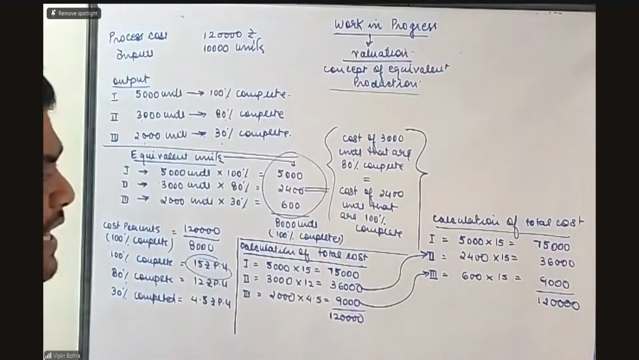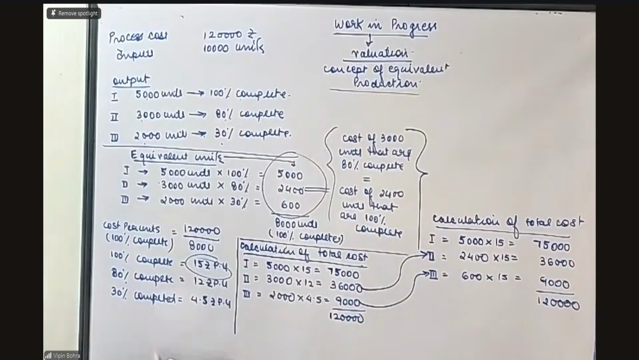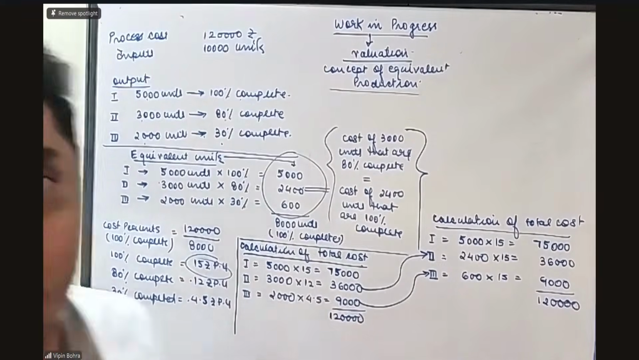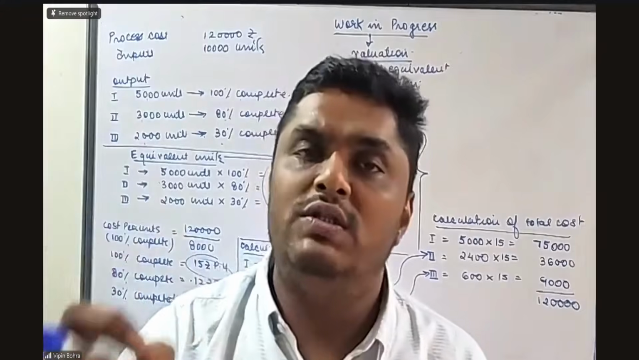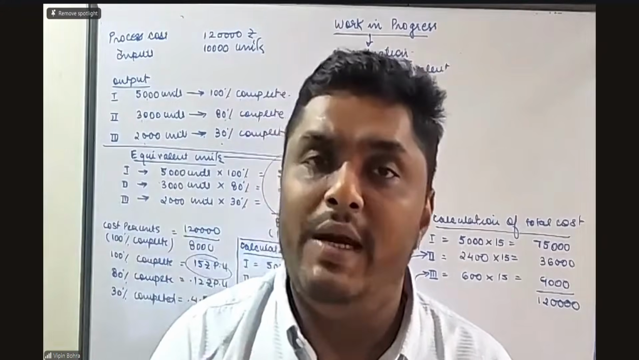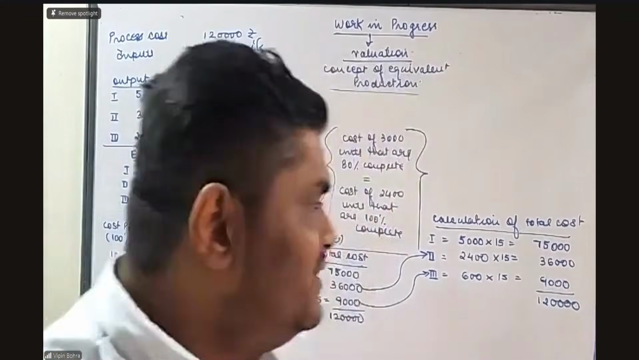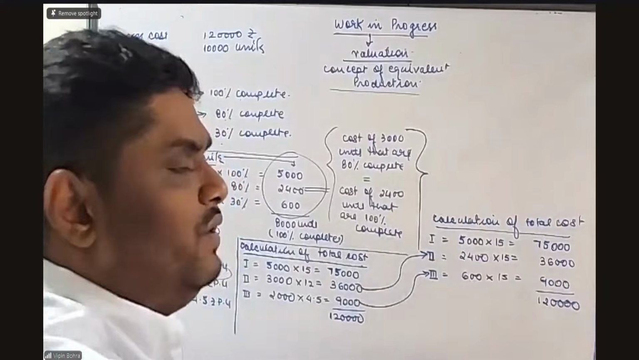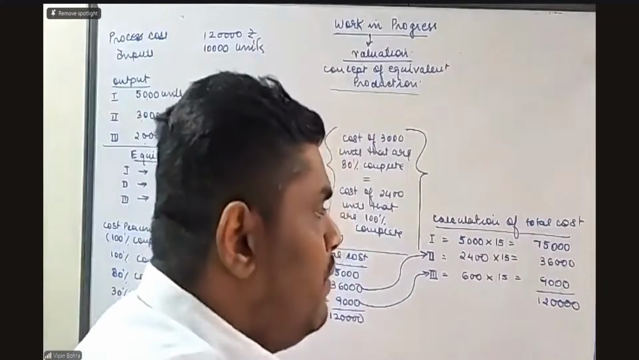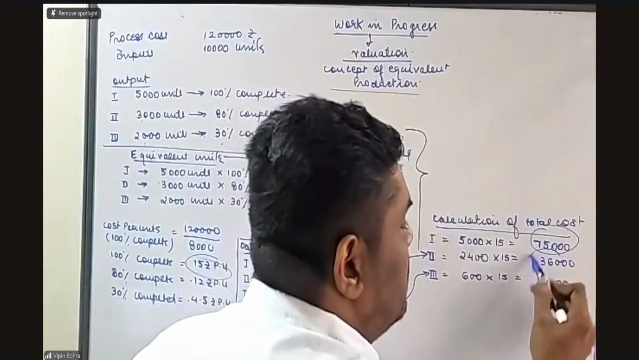So, when talking about the calculation of total cost, no need to do this additional exercise calculating 12 and 4.5 and calculating the total cost. If you are able to calculate the cost of 100% processed unit, straight away you can calculate the total cost. Ultimately, our motto is to calculate these figures.